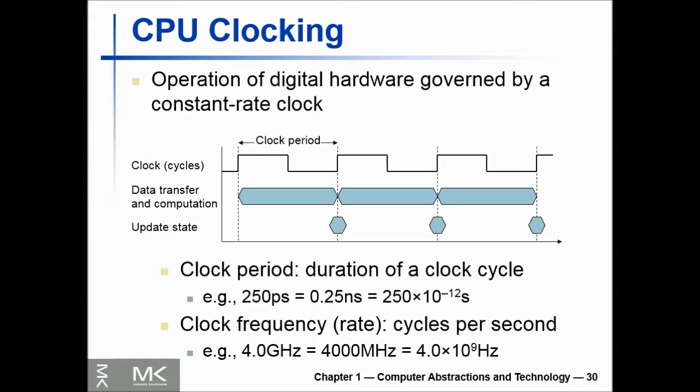For example, 250 picoseconds is equal to 0.25 nanoseconds and also is equal to 250 × 10^-12 seconds.